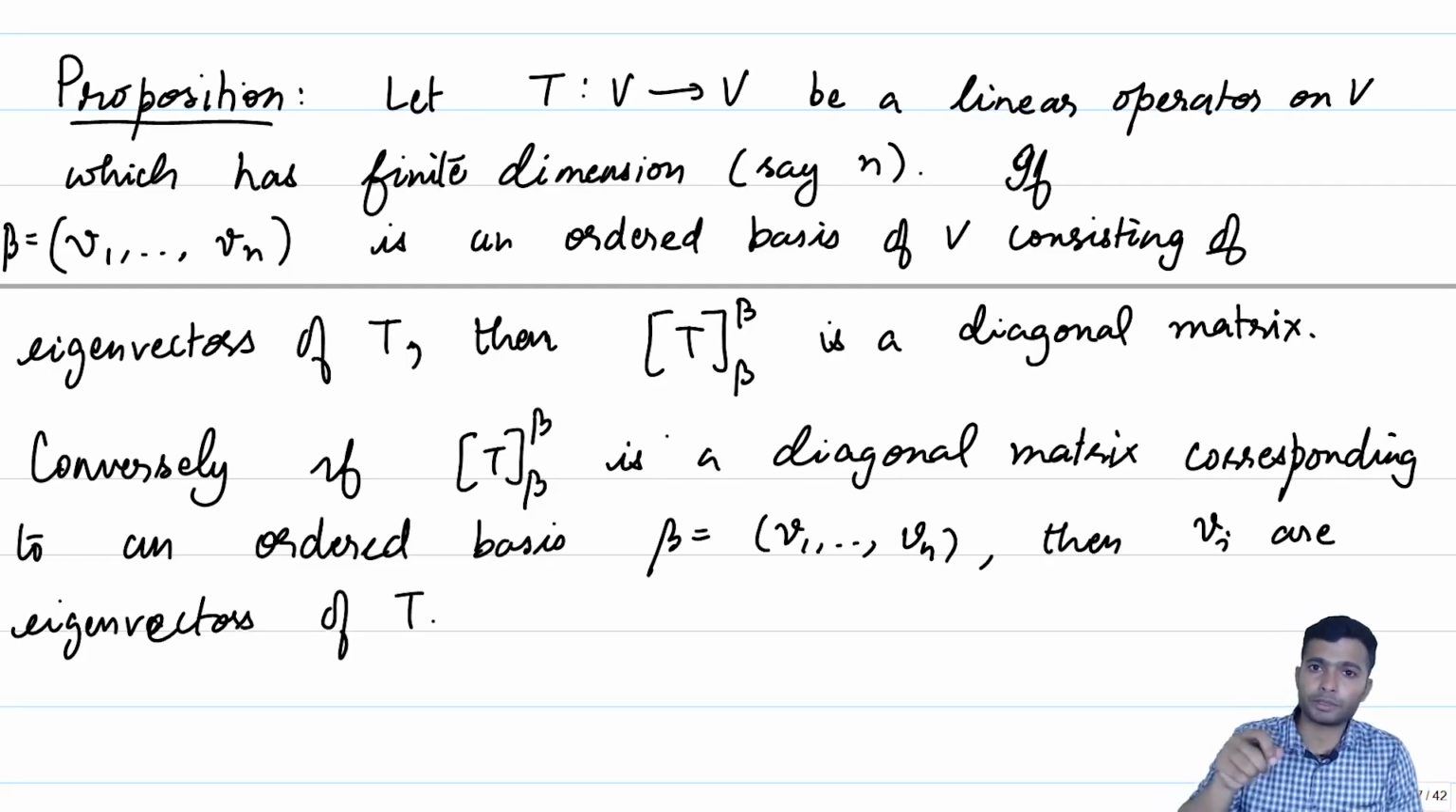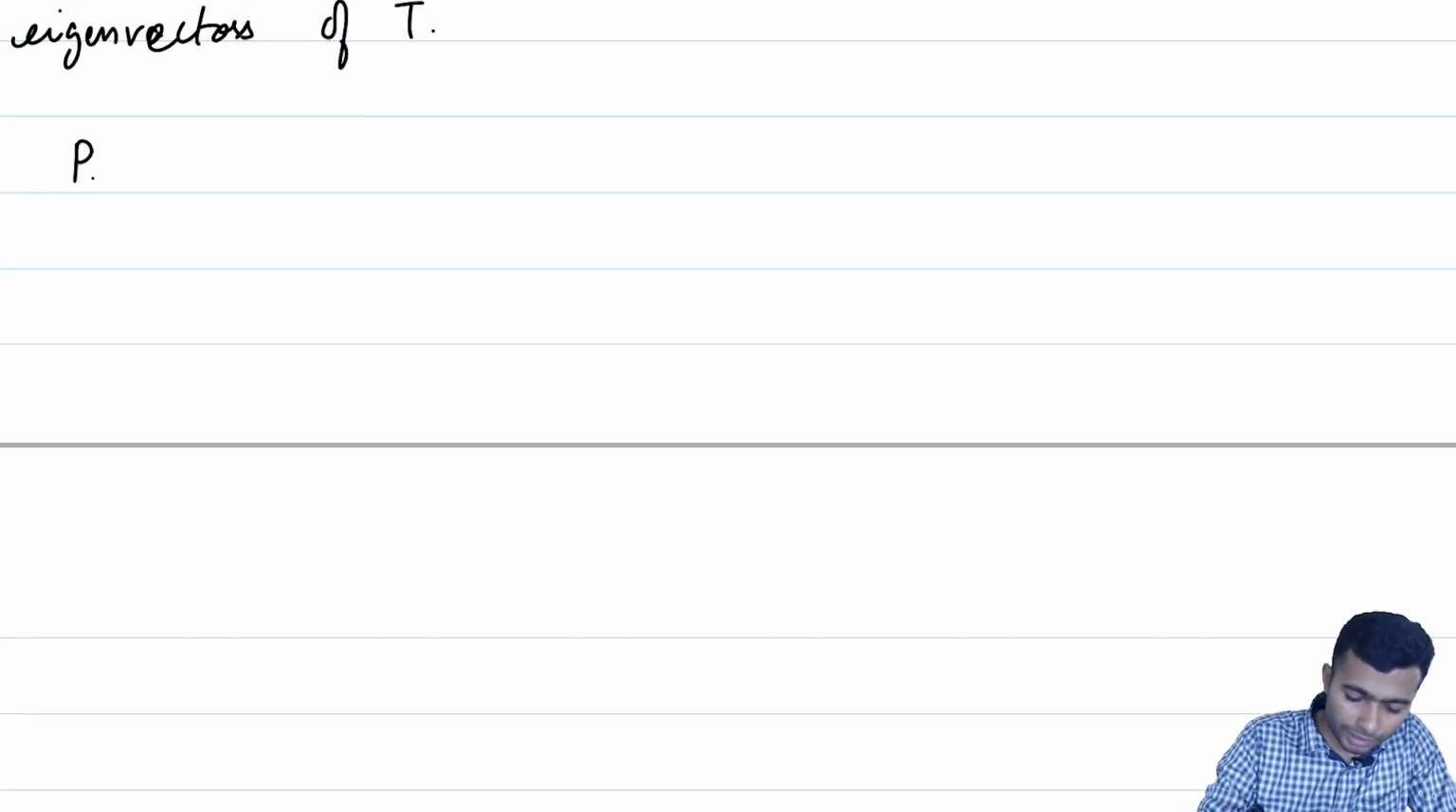So, the proposition tells us that if we have a linear operator with a basis of eigenvectors of T, then with respect to this basis, the matrix of the linear transformation will be a diagonal matrix. In fact, we will see that the matrix will have as its diagonal entries the eigenvalues. And the converse is also true, that if you have a matrix which is a diagonal matrix with respect to some basis, then the vectors in the basis will be eigenvectors of T. Let us give a quick proof of this. It is going to be actually quite short.